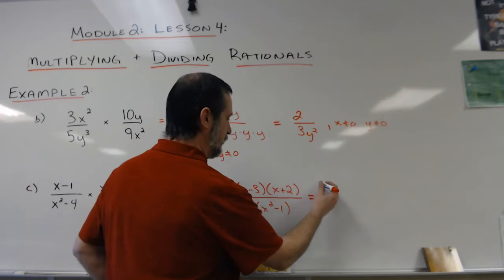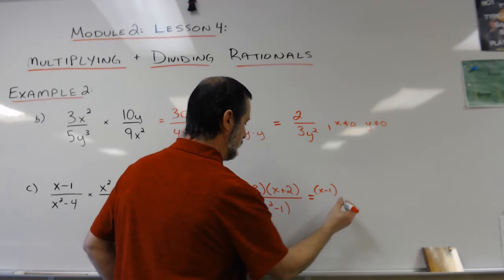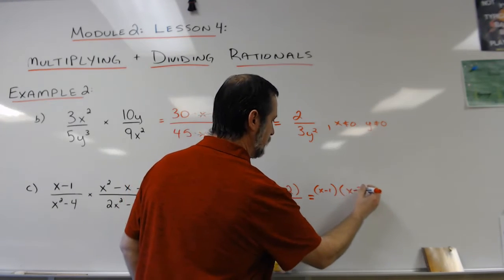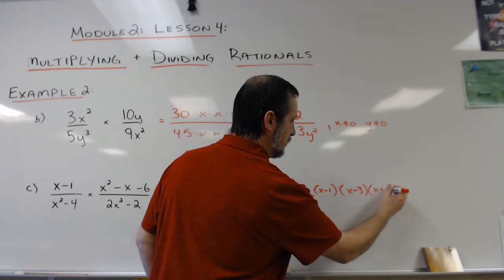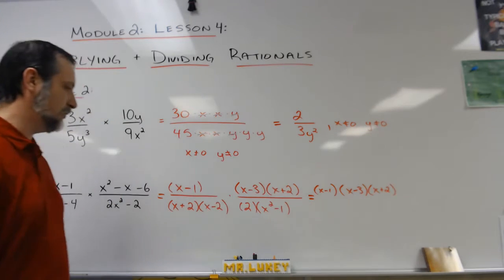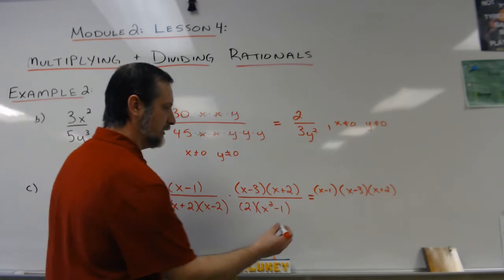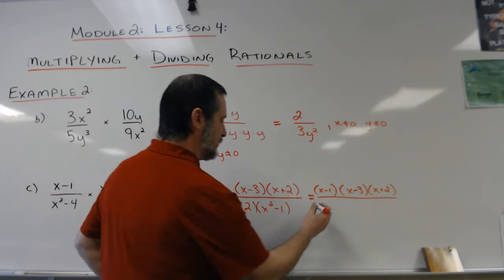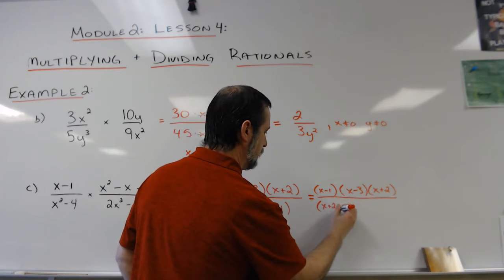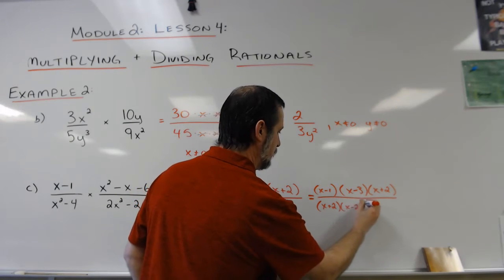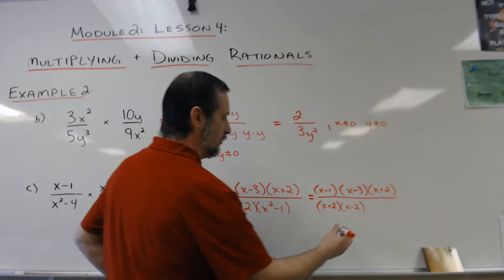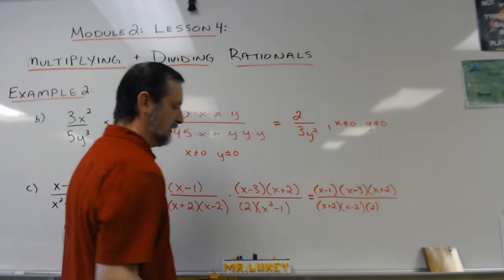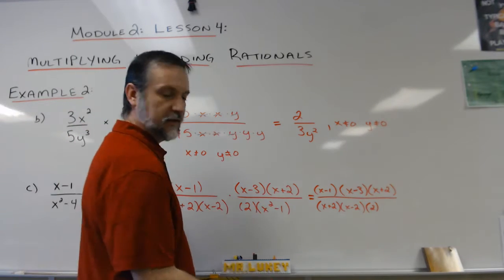X minus 1 times x minus 3 times x plus 2. Oh, and I skipped a step. Oh, no, I didn't. Over x plus 2, x minus 2, times the 2, times x plus 1, x minus 1.